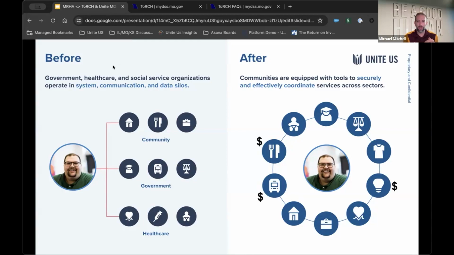And really, what we're doing is we're enabling the community to coordinate services in real time with each other more effectively for the patient or client being served. And uniquely about the ToRCH model is that some of those services, based on their individual communities, will actually be reimbursed for those services as they provide them.